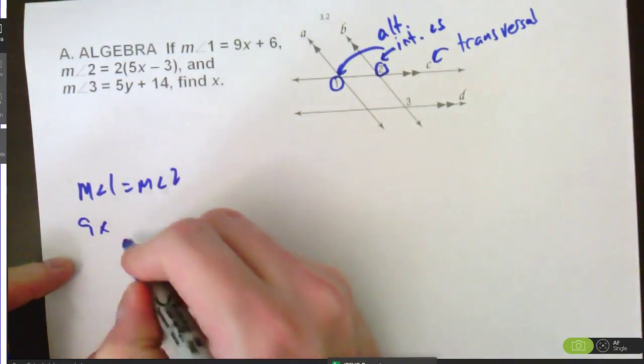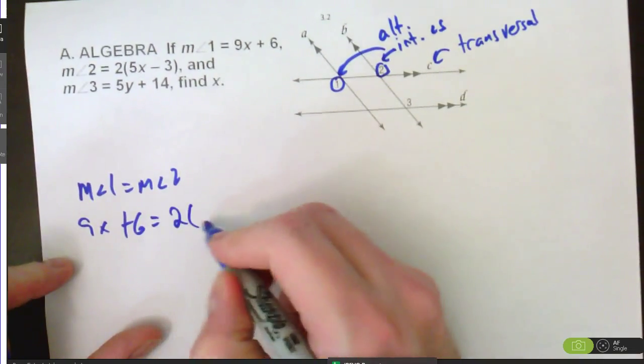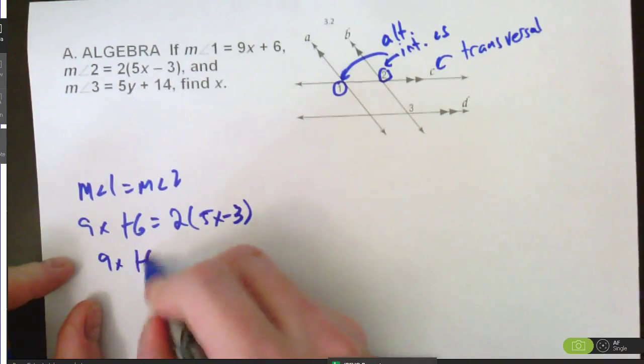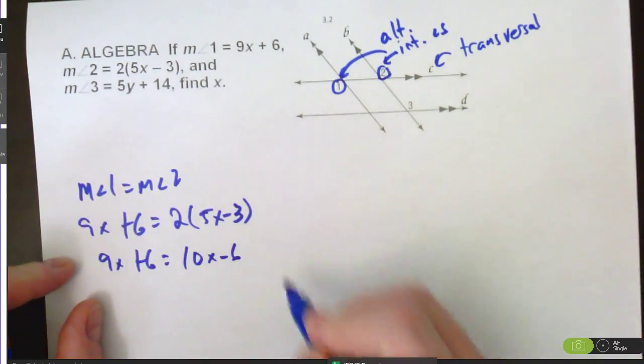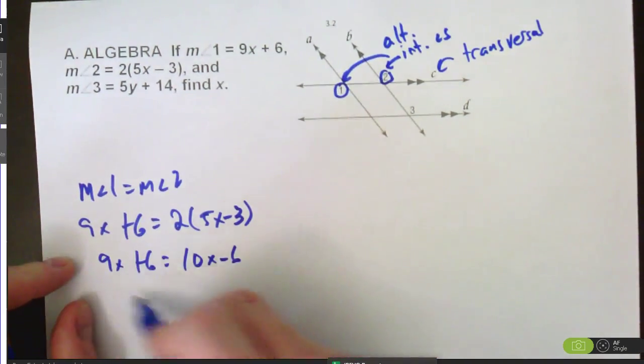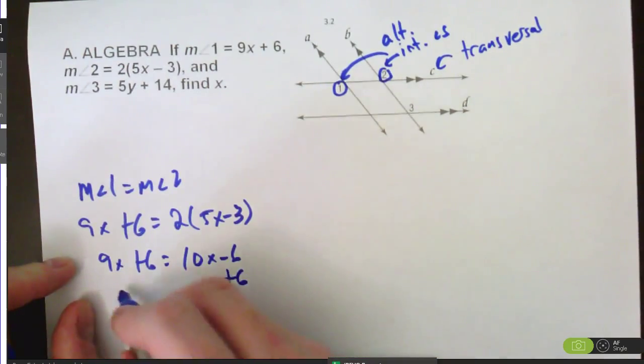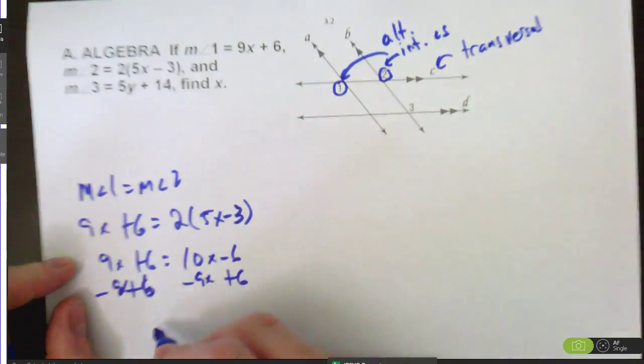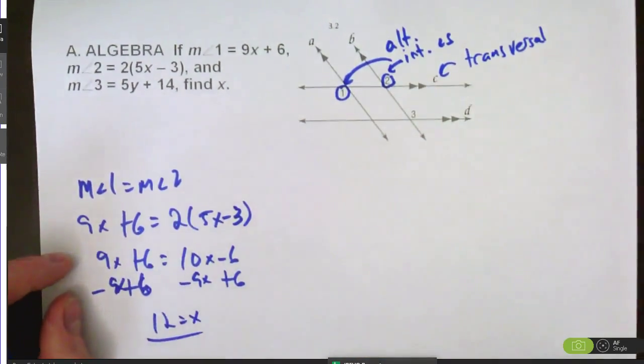So 9x plus 6 has to equal 2 times 5x minus 3. 9x plus 6 equals 10x minus 6. I would say subtract 9x and add a 6. We get x is 12.